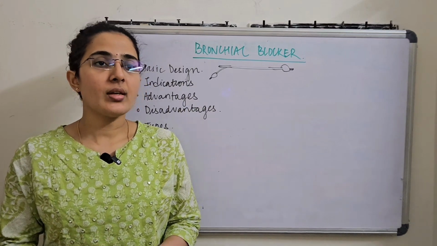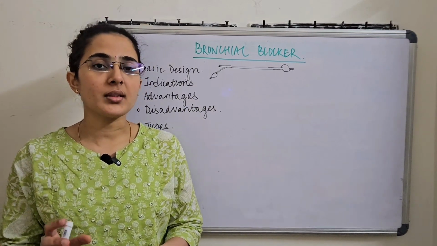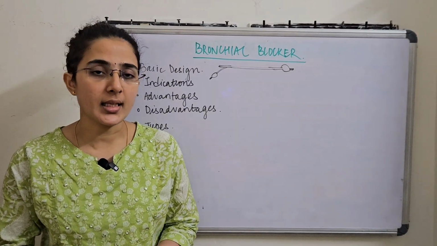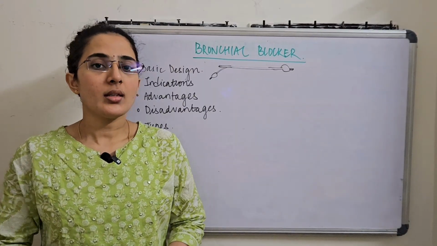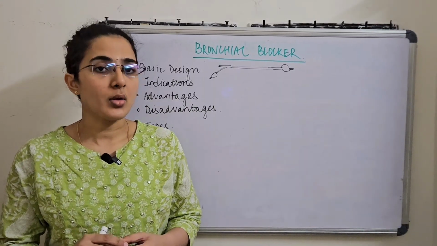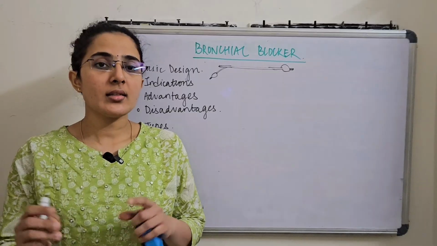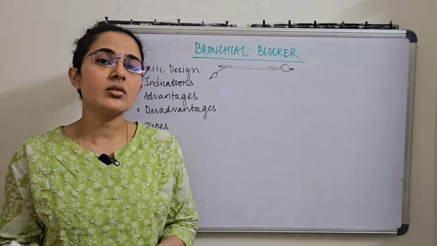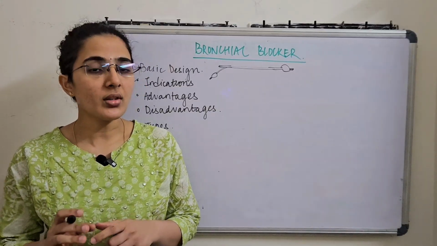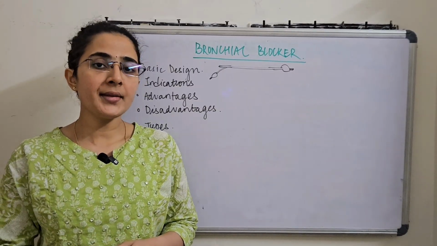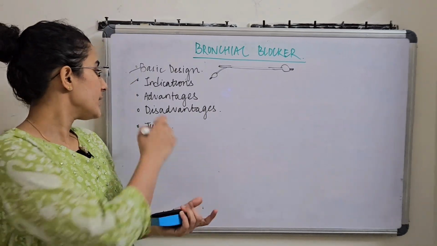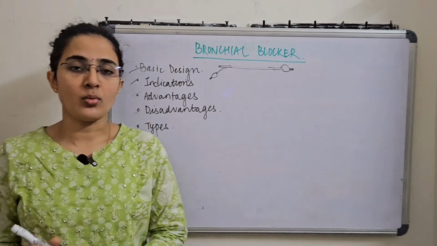Another thing is that, especially with the right upper lobe, ventilation becomes kind of tricky while using a bronchial blocker, but this is not a problem in the case of a double lumen tube. Also, suctioning of the lungs is difficult with a bronchial blocker, and it's not very easy to change the sides of lung ventilation as compared to a double lumen tube. So these are some of the disadvantages we often see with bronchial blockers.